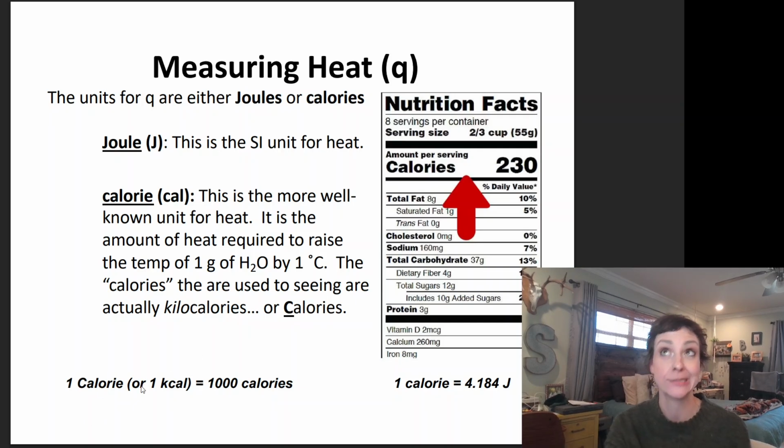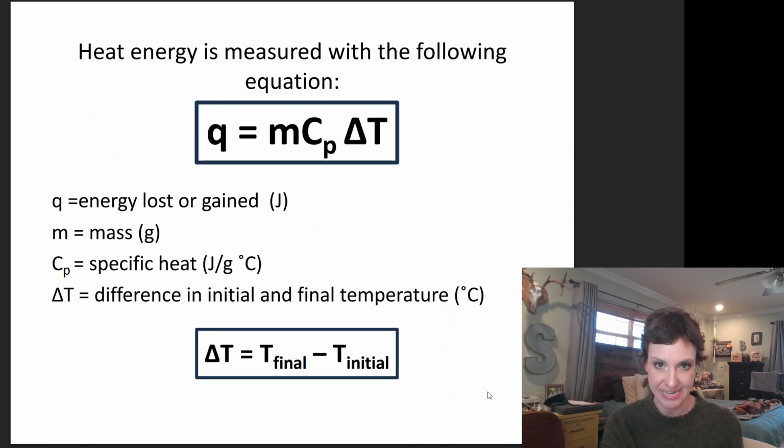So 1 big C Calorie, or kilocalorie, is equal to 1,000 calories. And 1 calorie is equal to 4.184 joules. So here's a conversion or equality that would allow me to convert from joules to calories or calories to joules. Okay, so those are the units that I measure heat in.